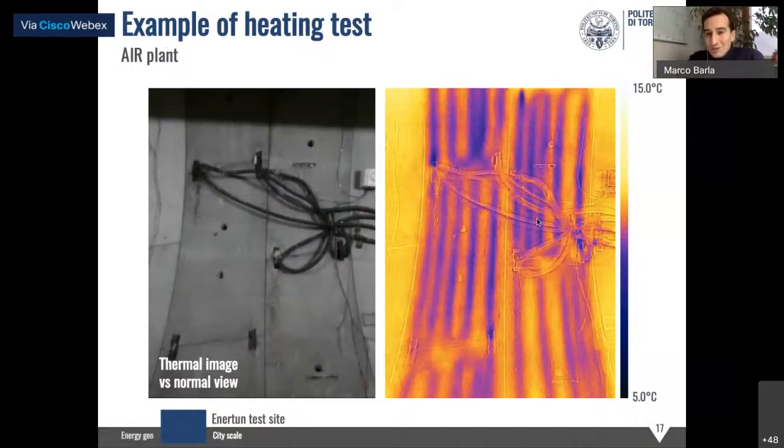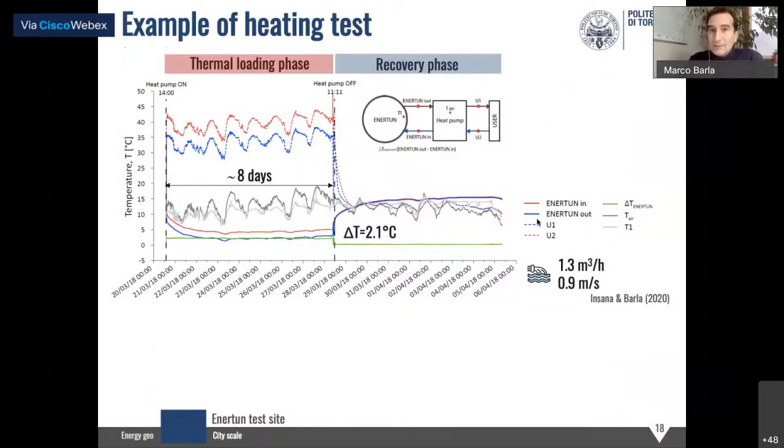Anyhow, this is just for a quality view of things, but of course we had the measurements to be able to measure the quantities, the temperature, input, output, and so on. And I'm not going into the details of this. This is just an example of one heating test.